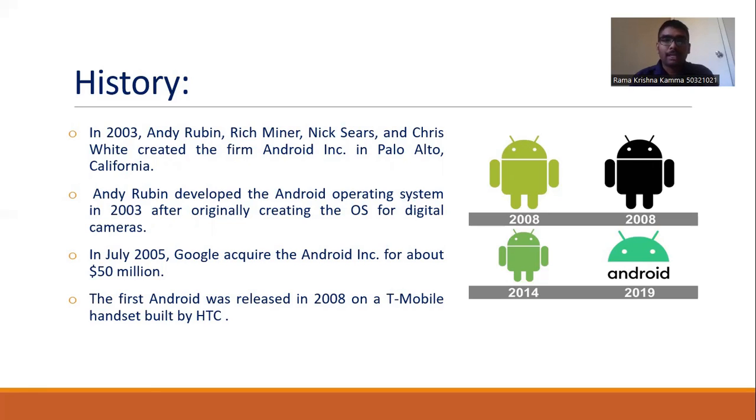Later, Google acquired Android Inc. in 2005 for 50 billion. Then in 2008, the first Android system was released by HTC with T-Mobile. Here is the logo of the Android operating system, which has changed from 2008 to 2019, across the recent versions. It is almost 14 years since Android came into the market, and it has been releasing many different versions each and every year, with different updates going on.